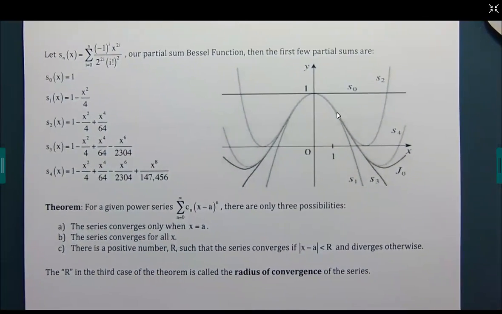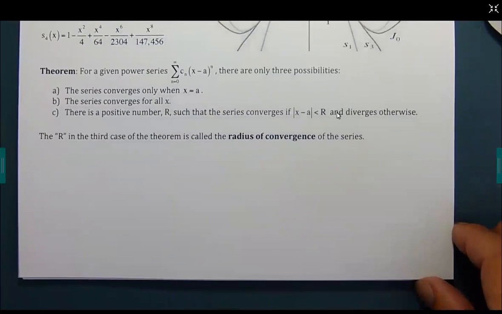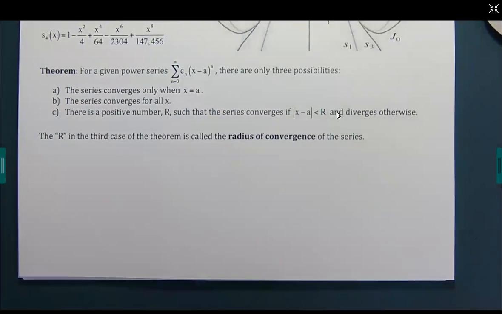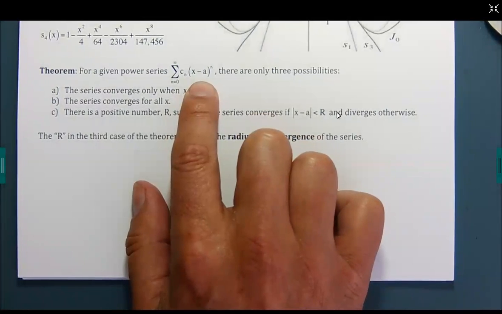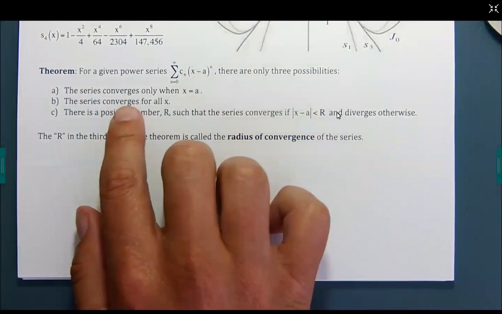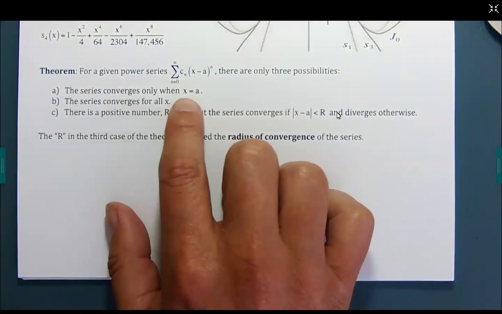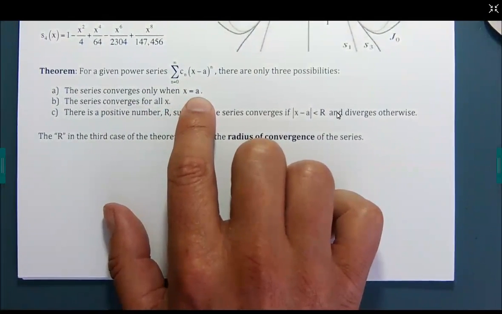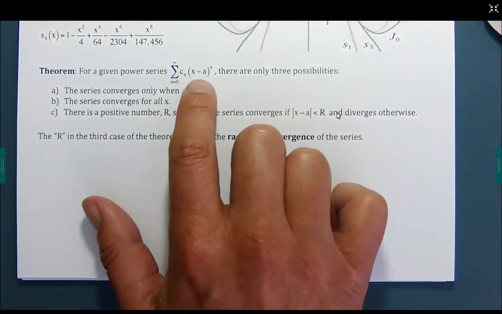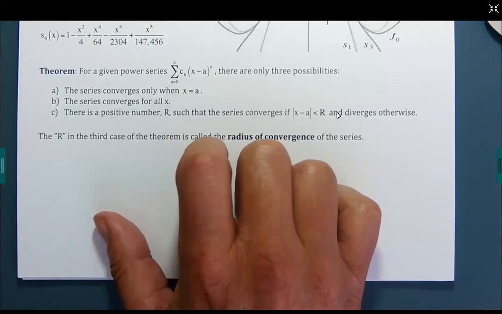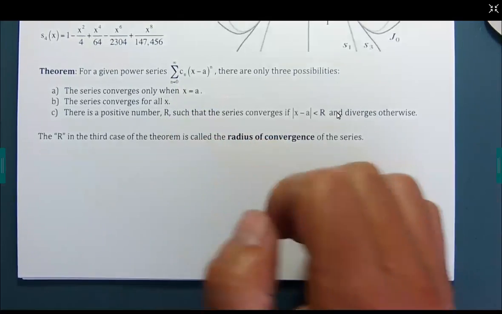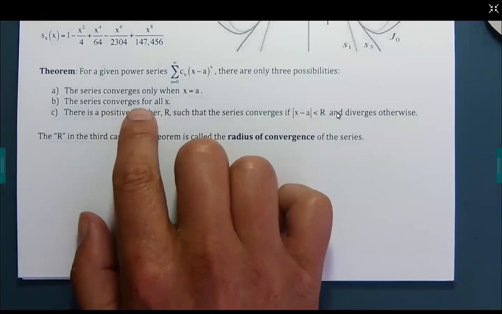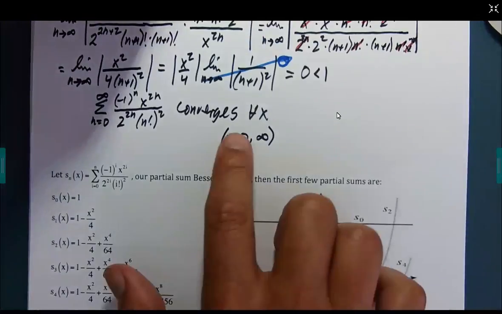Now, our theorem here: we have a power series centered at a. There are only 3 possibilities. The series converges only when x equals a. That's that first scenario that we did where it's divergent everywhere except what makes that 0. In that case, it would be a. In the case of the previous example, that was 0 itself. The series converges for all x. That was our Bessel function for all x.